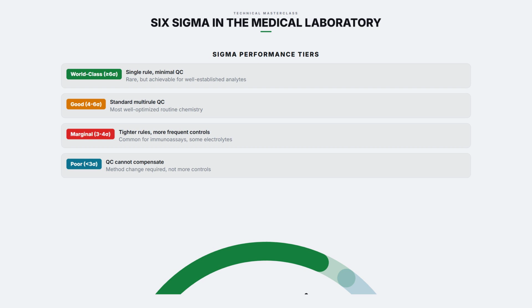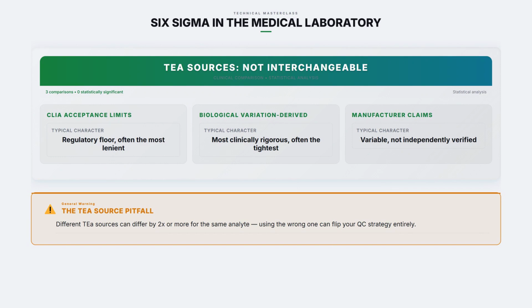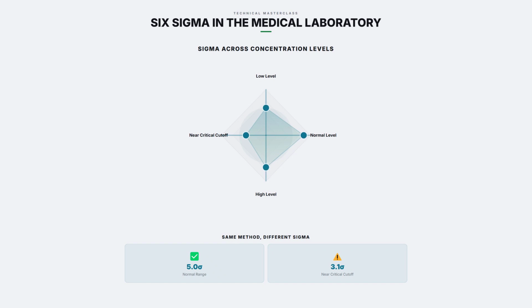The single most common way labs get this calculation quietly wrong: using the wrong T-source. CLIA acceptance limits, biological variation-derived goals, and manufacturer claims can differ by a factor of 2 or more for the same analyte, and plugging in the wrong one doesn't just shift your sigma slightly, it can flip your QC strategy entirely. A single sigma number, computed at one concentration level, can also mislead on its own.